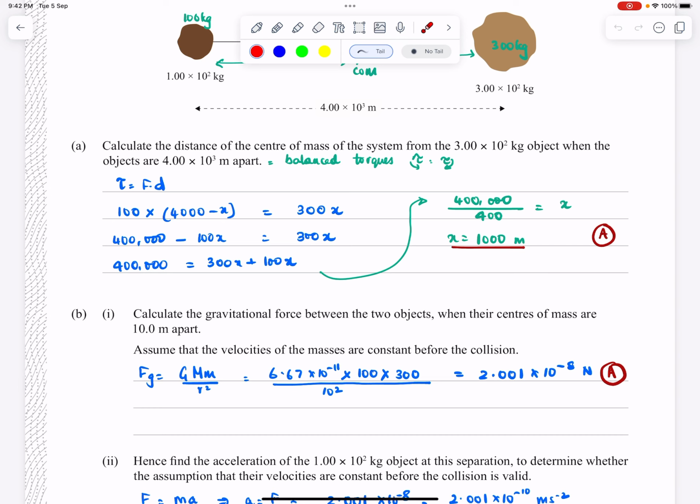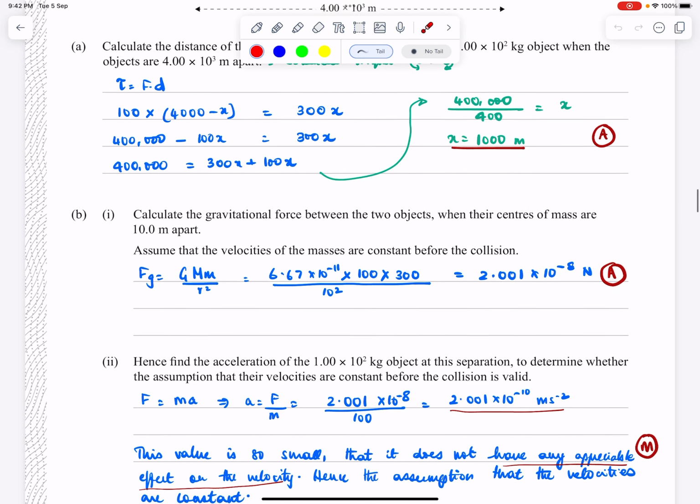Next one: calculate the gravitational force between the two objects when their centers of mass are 10 meters apart, and assume that the velocities of the masses are constant before the collision. You use this formula, F is G m1 m2 over r squared. That's your G, that's one mass, that's the other mass, and the square of the distance. And you get that as your answer, and that's an achieved.